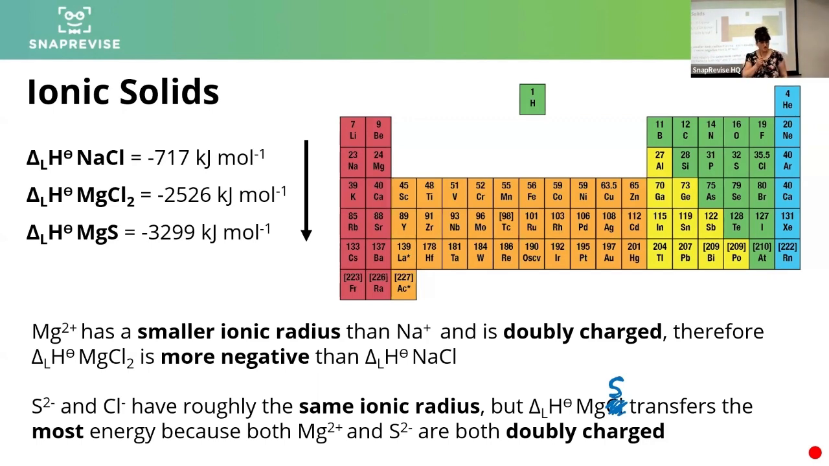So sulfide and chloride have roughly the same ionic radius, but MgS, because you've got Mg2+ and S2-, you've got the transfer of 2 electrons, or the sharing of 2 electrons, let's say, the give and take of 2 electrons. And that means, because they're both doubly charged, you're going to get a greater ionic lattice enthalpy. And that's why if you compare MgCl2 versus MgS, it is a more exothermic process. The formation of the lattice of magnesium sulfide is a more exothermic process. You have more energy released when you make that bond.